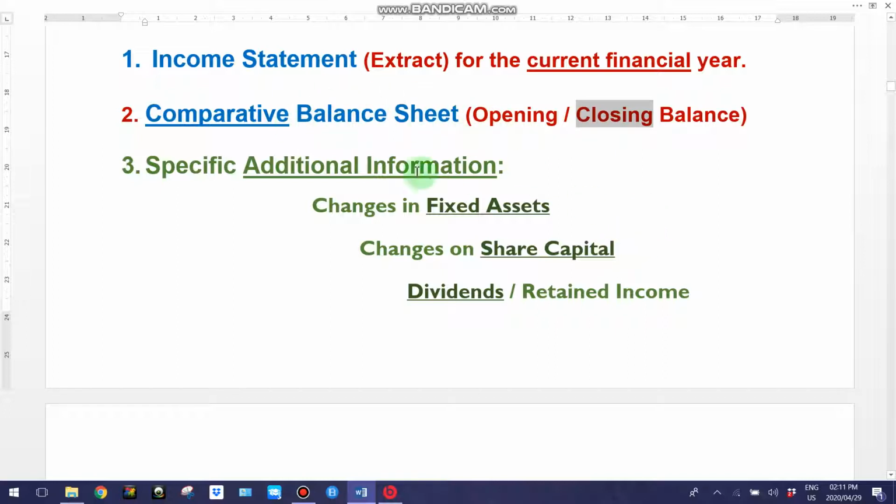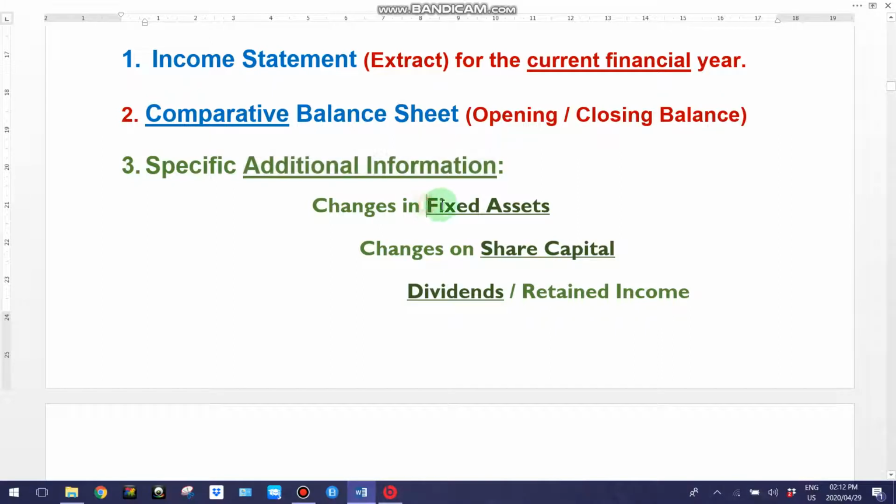And then I'm going to need specific additional information which I cannot get from the income statement or the balance sheet. Now, just three examples here, and they are the most common examples. Get used to this, become familiar with this. You must look for this in the additional information. The first one, it doesn't have to be in this order, but this is what you are looking for.